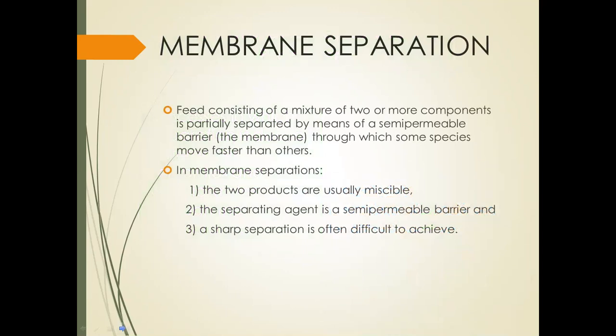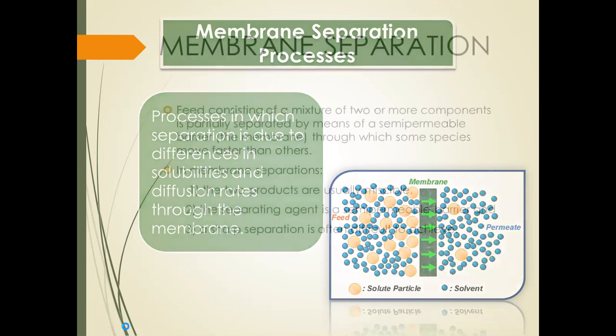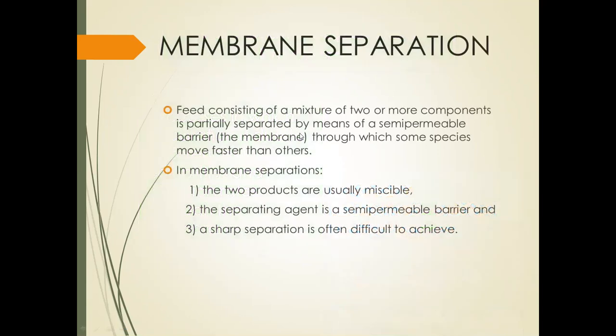Now, the feed consisting of a mixture here of two or more components is partially separated. Partially, so as you could see, it's not 100% separation, because you could still see the two components of the original feed on the other side, which pass through the membrane. Partial separation of the components of a feed, which may consist of several components, by means of a semi-permeable membrane, which we call a barrier, through which some species move faster than the others. So that has something to do with diffusion rates.